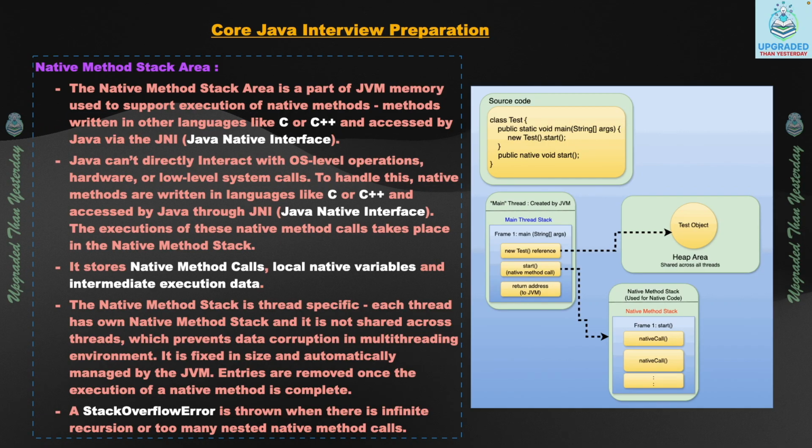In this case, the JVM creates two separate stacks, one stack for the main thread to handle regular Java execution and a native method stack dedicated to the native method calls. Additionally, a heap area is created to store the Test object.